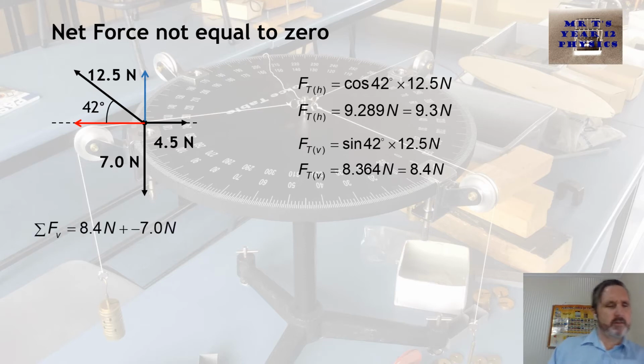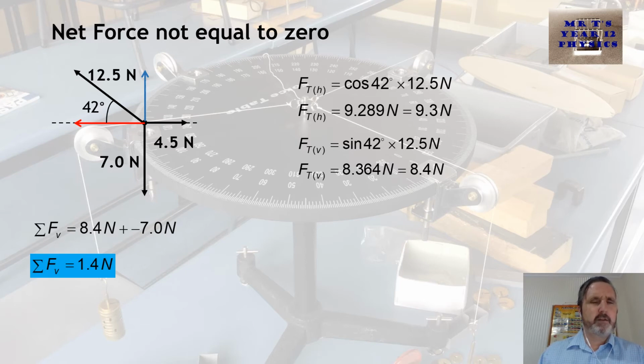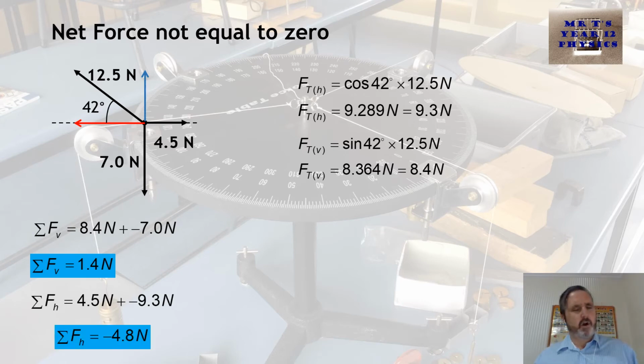Remembering that, we know that the vertical forces are a combination of the upwards vertical force, which we just worked out was 8.4, plus the downwards one. If we make the downwards one by convention negative, we work out that the overall vertical force acting in this situation is 1.4 newtons upwards. We can do the same for the horizontal. The horizontal equals 4.5 newtons plus the force to the left, which by convention is negative 9.3 newtons. And overall, we have a horizontal force of negative 4.8 newtons.